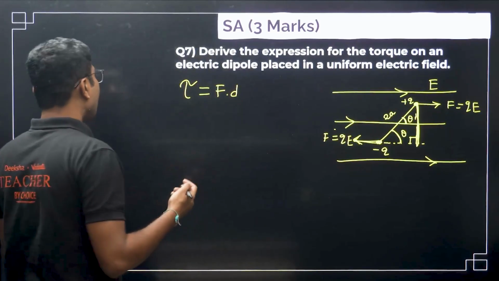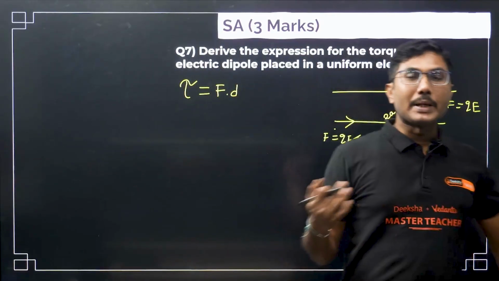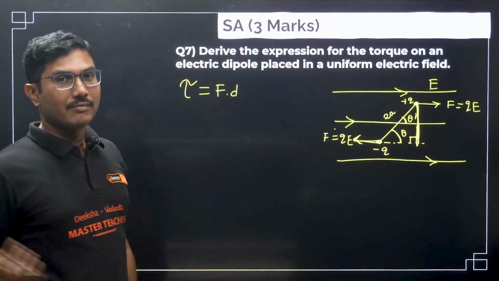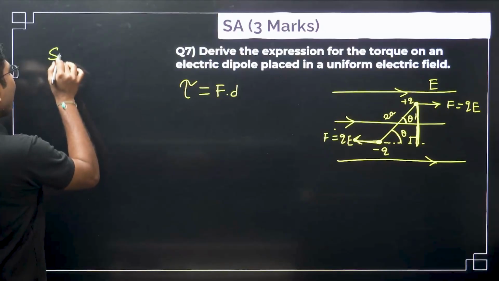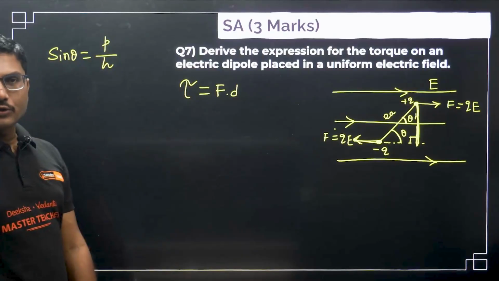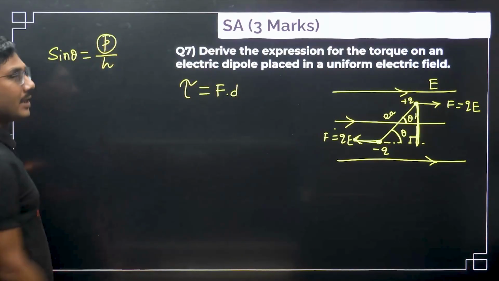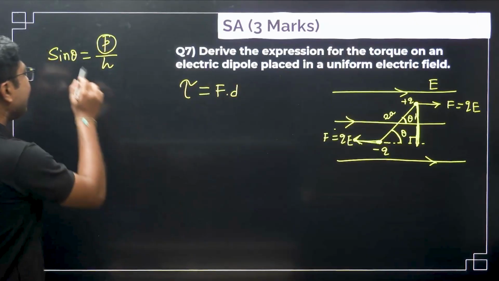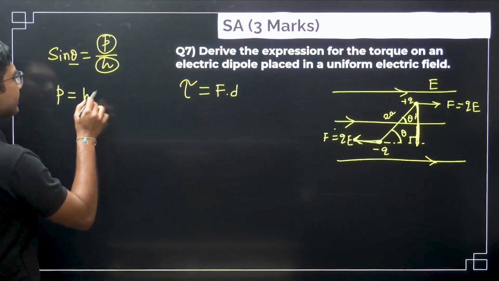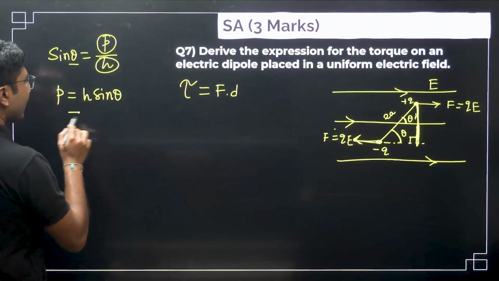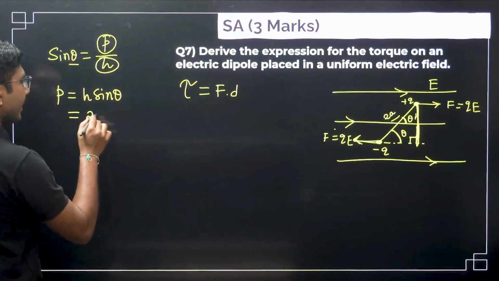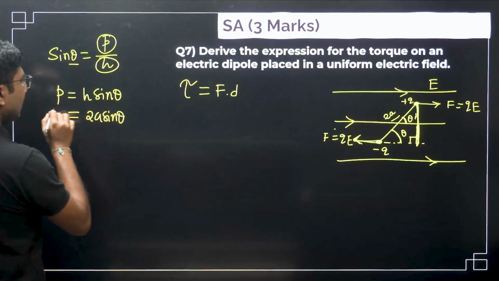If you remember the mnemonic, some people have curly brown hair turned permanently black, that means sin theta equals perpendicular by hypotenuse. What are we trying to find? We are trying to find the perpendicular. What is given to us? Theta and h are given to us. So we can write P equals h sin theta. What is the value of h here? h is the hypotenuse, that is 2a. So 2a sin theta is the perpendicular.